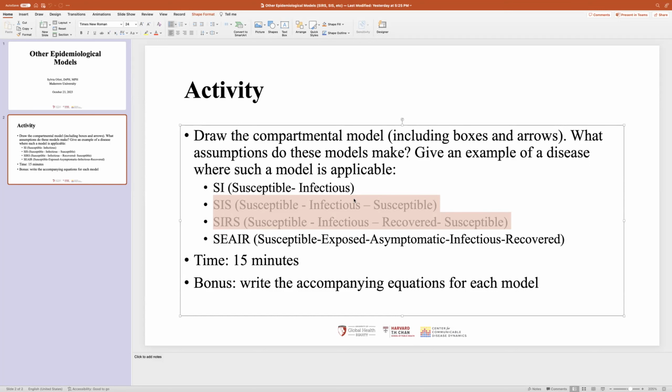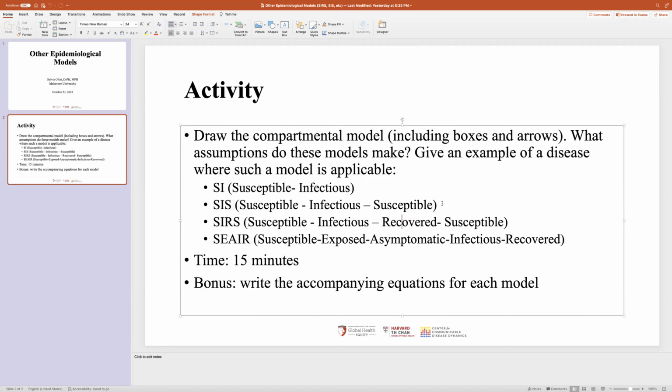Did the literature change on that? Because I thought once you recover from COVID-19, it took on average about 3 to 6 months to become susceptible. Yeah, maybe you don't become susceptible immediately, but with time you become susceptible. Yeah, that is true. So that will fall under the SIRS model.